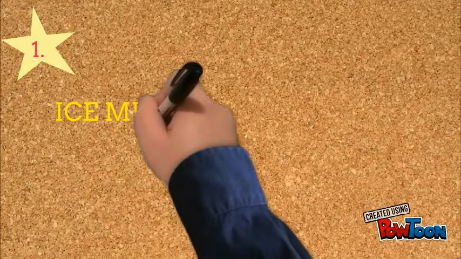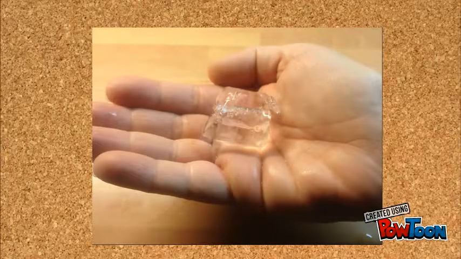Our first example is ice melting on our hand. An ice cube will melt if you hold it in your hand. The heat is being conducted from the hand into the ice cube, which causes the ice to melt.